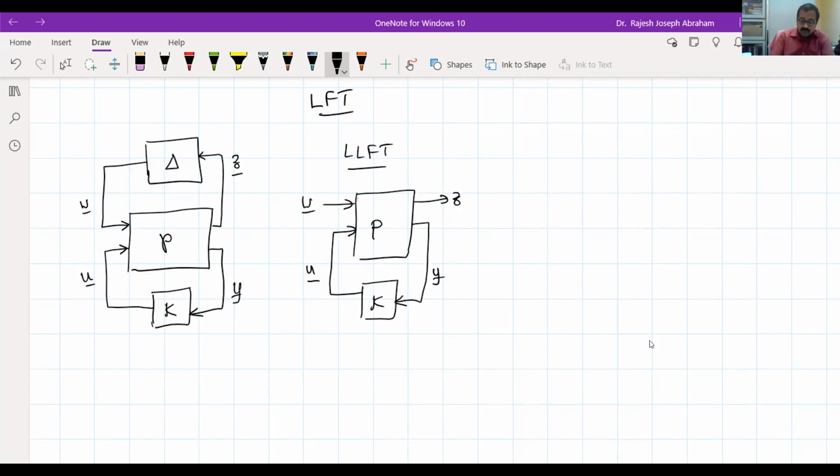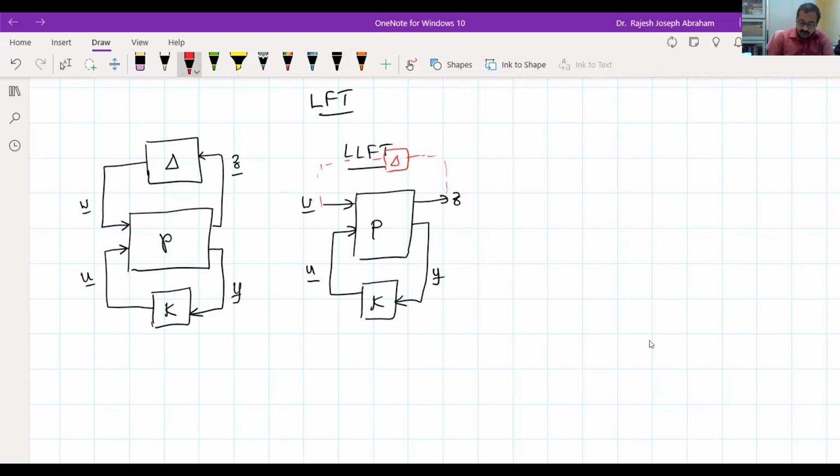So keep in mind, if there was a delta block, then that would have been kept here as a separate block, and then connected to the nominal plant like this. But right now we are just considering the lower LFT, so you have to consider only the nominal plant P and controller K.